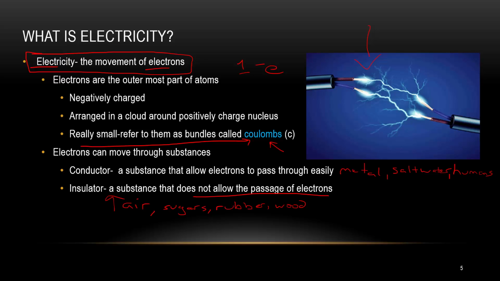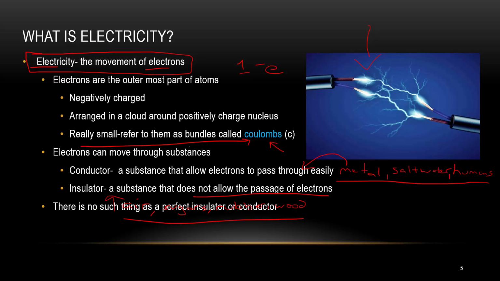And the reason I'm writing these out is you are going to see questions on these. So make sure that you know a conductor is something that allows electrons to pass through easily, and some examples. And insulators are things that don't allow it, and these are some of those examples. Okay, make sure you understand those.